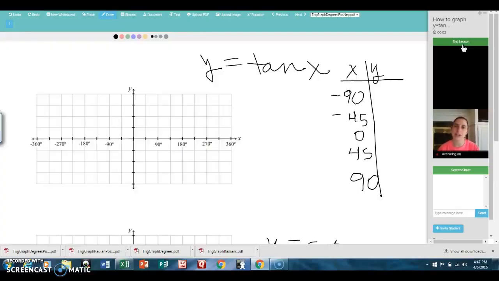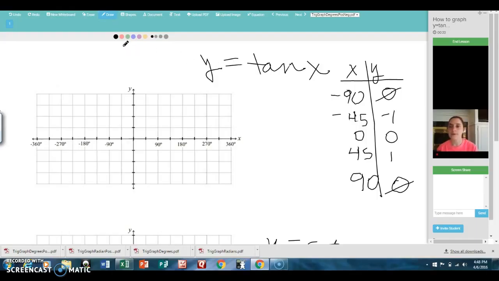Let's graph tangent and cotangent. So I have a t-table going over here with some important values from the unit circle. The tangent at negative 90 degrees is actually undefined, right? Because it's sine over cosine, and the cosine there is 0. So the same thing happens at positive 90. The tangent at negative 45 is negative 1. The tangent at 0 is 0, and the tangent at 45 degrees is 1.